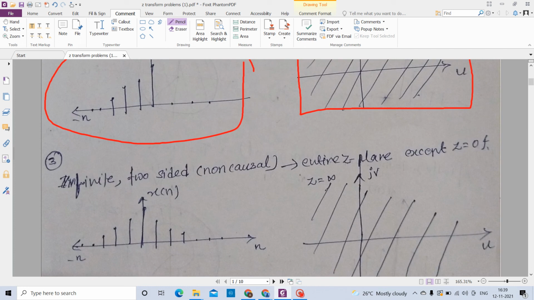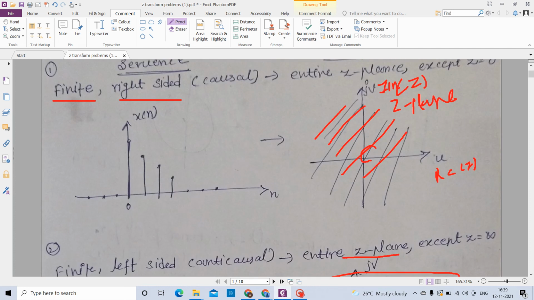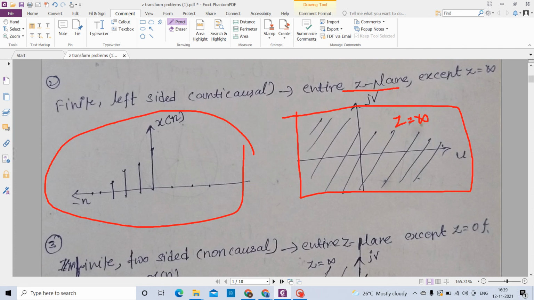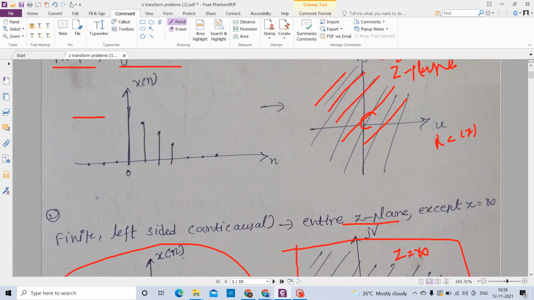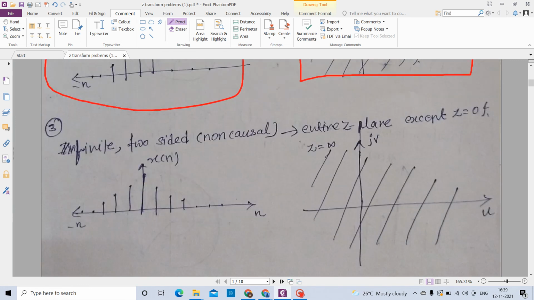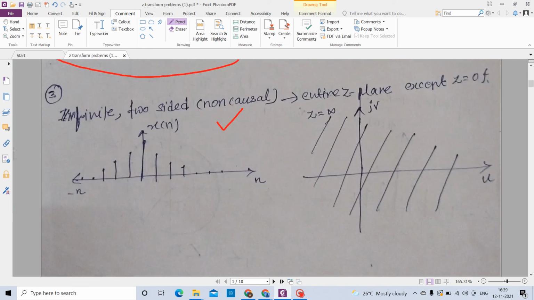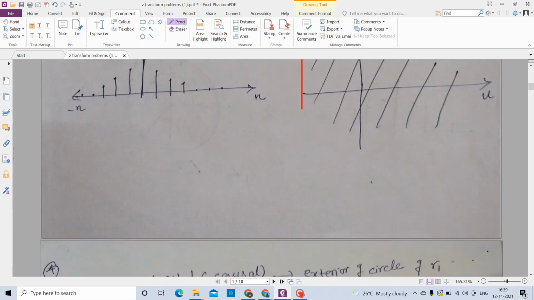Similarly for finite two-sided: finite right-sided means causal, finite left-sided means anti-causal. If the sequence exists on both sides, right hand side and also left hand side, such a sequence we call non-causal. Then the region of convergence occupies the entire z plane except z is equal to 0 and z is equal to infinity. This condition is very, very important.